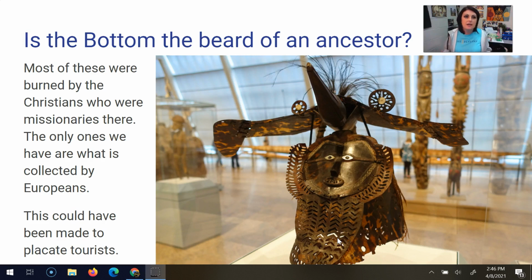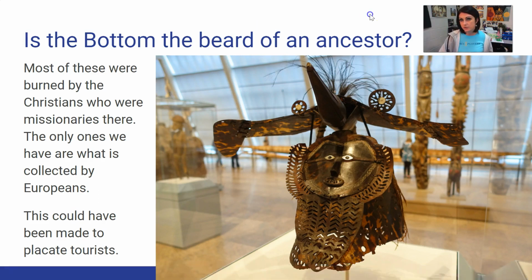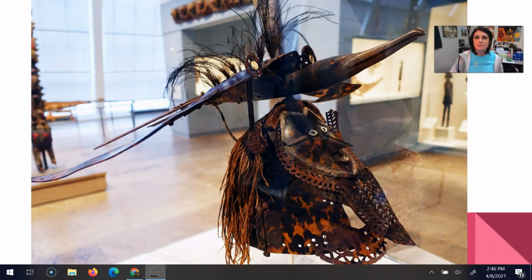So there was this belief that it does have to do, especially with the bird, with connecting with ancestor spirits. Unfortunately, a lot of these were burned by Christian missionaries because they were involved with non-Christian practices. And a lot of these were collected by Europeans if they weren't destroyed. There's just another picture of it. You can really see that bird and the fibers that are right here, and then underneath that turtle shell.